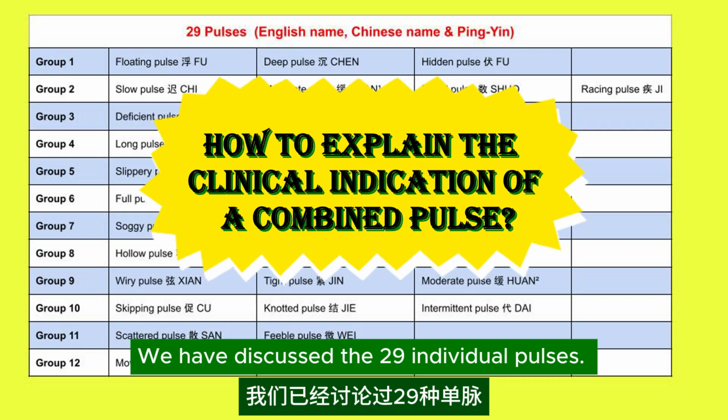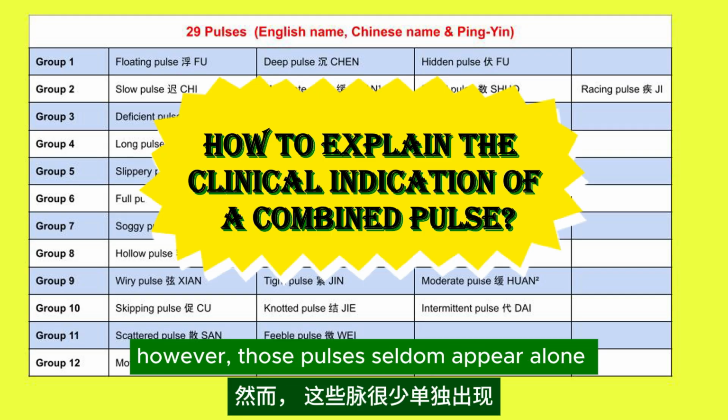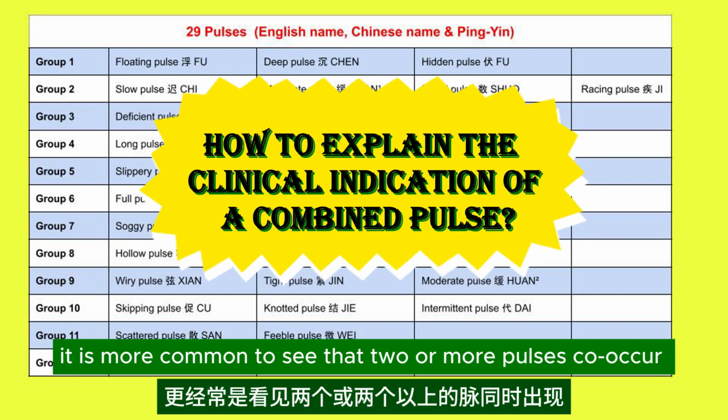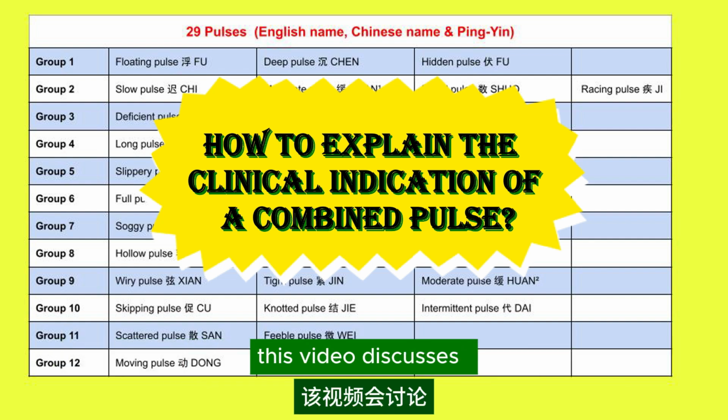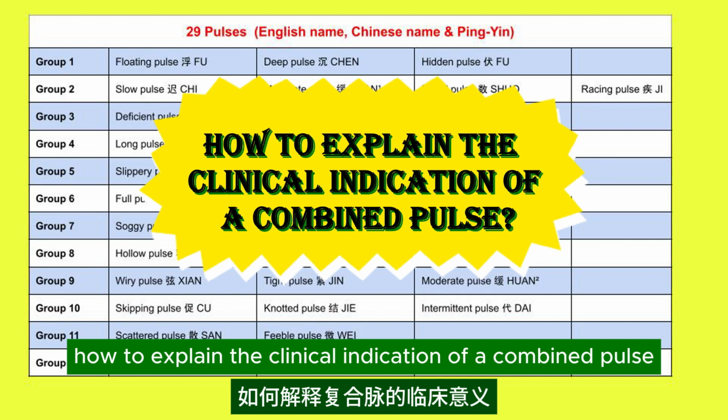We have discussed the 29 individual pulses. However, those pulses seldom appear alone. It is more common to see that two or more pulses co-occur, which is called a combined pulse. This video discusses how to explain the clinical indication of a combined pulse.